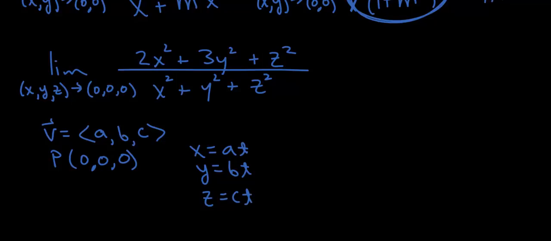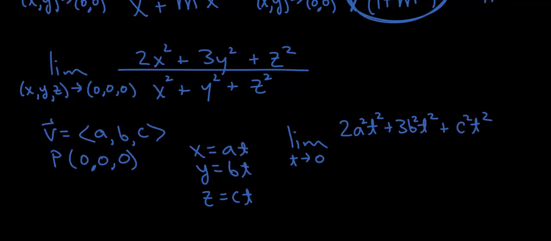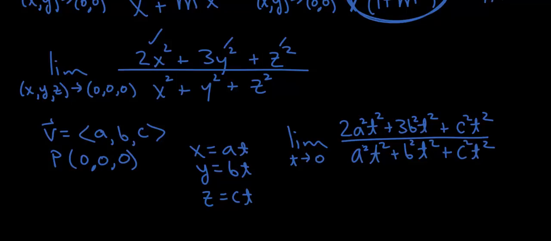Now, I want to plug in those values. And this is what I'm going to get. I'm going to get the limit, and now it's as t goes to 0. And here's what we would get. We would get 2a squared t squared plus 3b squared t squared plus c squared t squared. All I did was put it in for x, y, and z. And now down at the bottom, I get a squared t squared plus b squared t squared plus c squared t squared.